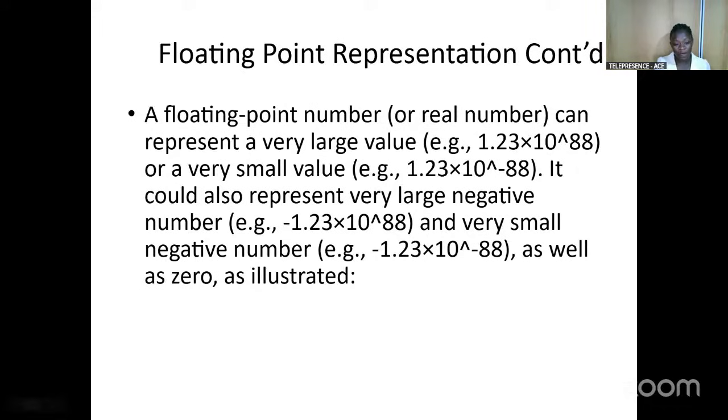And when we have a very small one, like 1.23 times 10 raised to the power of minus 88. So floating point numbers enable us to handle all this, whether it is very big or the tiny, very small numbers. It could also represent very large negative numbers. So we can use it for both positive and negative numbers, and very small negative numbers too, as well as zero, as illustrated in the next slide.